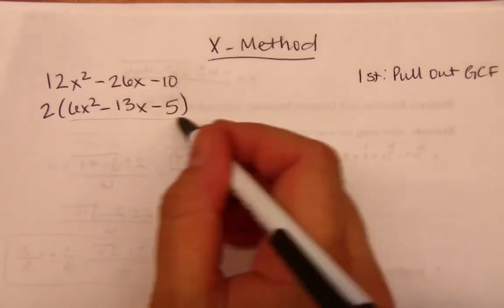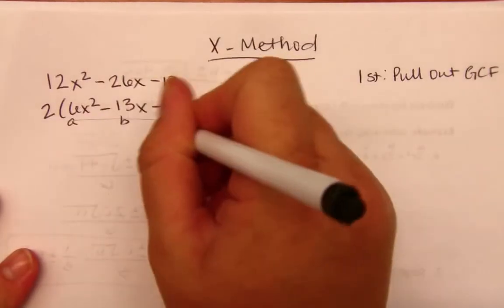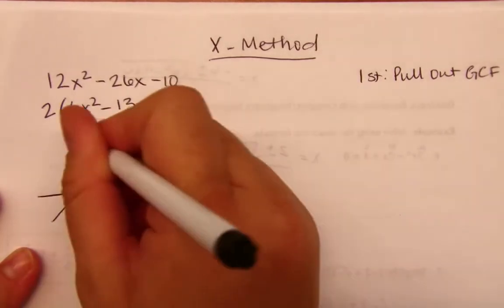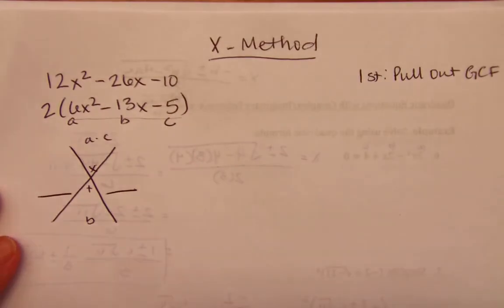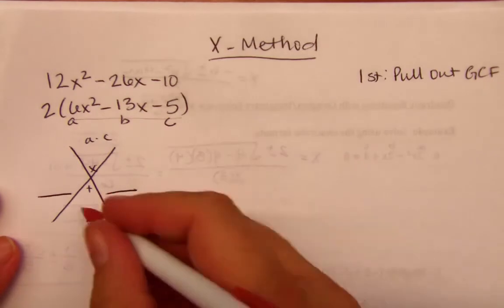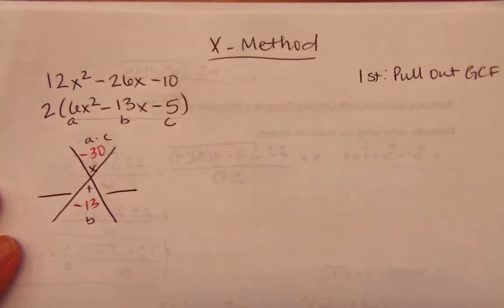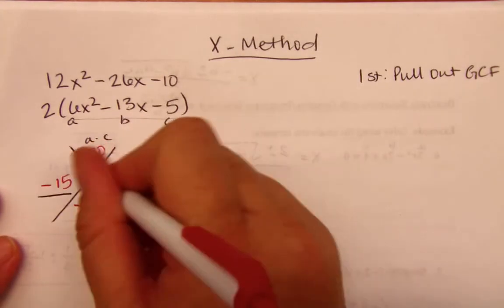And now with this part right here, I want to factor that, and that's going to be using that X method that I had talked about. So this is my A value, this is B, and this is C. And in using the X method, we want to find two numbers that when we multiply them gives me A times C, and when we add them gives me my B value. So for this particular polynomial here, my B value is negative 13, and A times C is going to be negative 30. So I'm looking for two values that when I multiply give me negative 30, and when I add give me negative 13. So it's going to be negative 15 and 2.